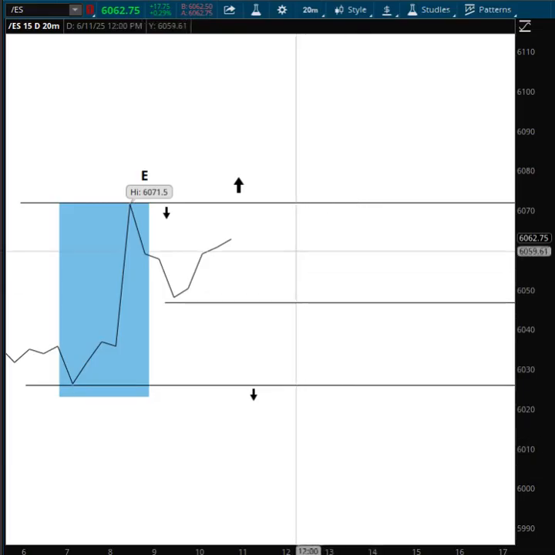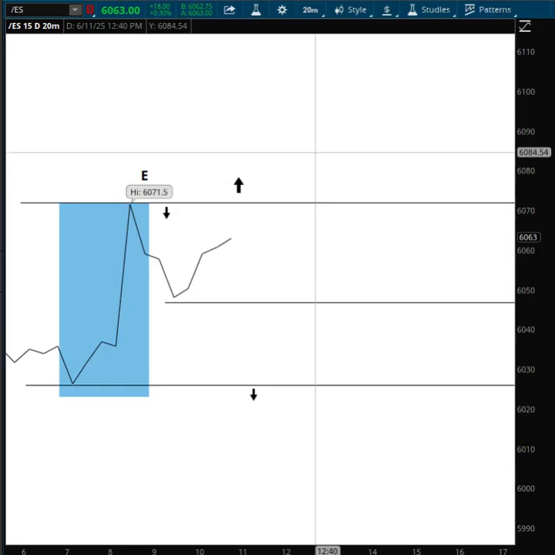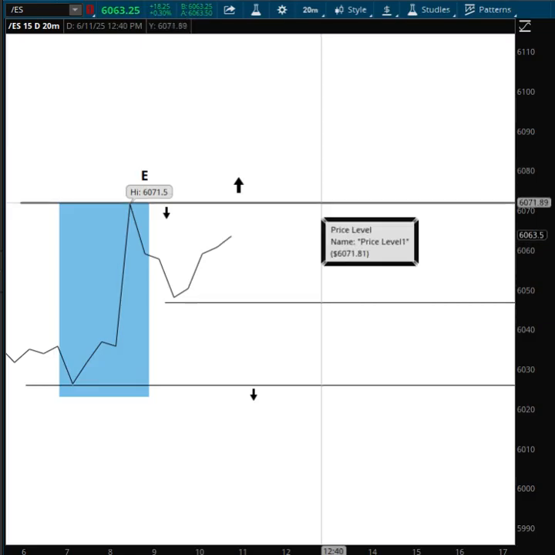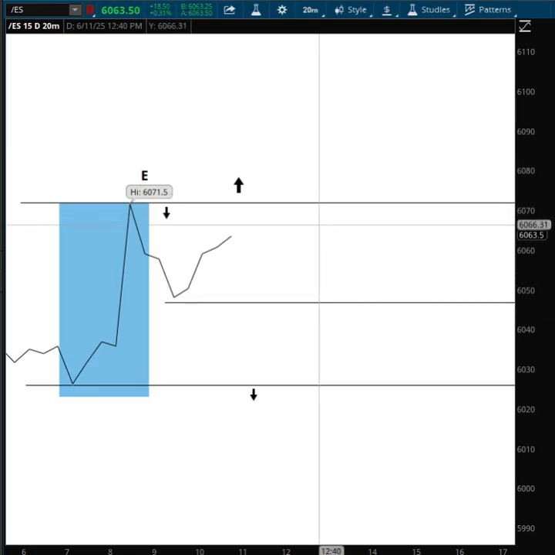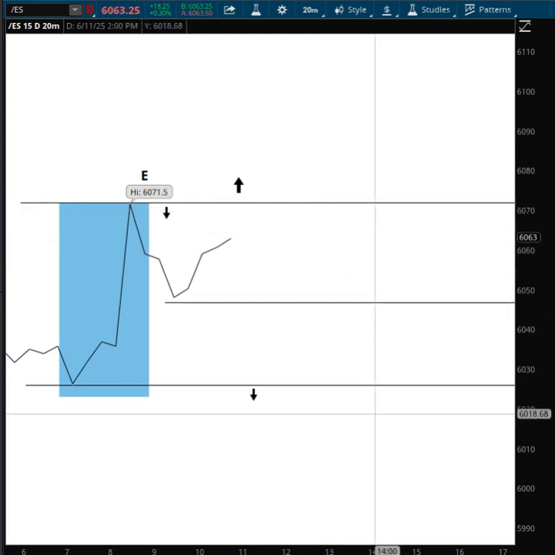Okay. Now, if we go above the top here, you could enter going long, number one. Number two, you would have a buy stop times 2 here as a hedge. That will take you out of the long and put you in a trade going down.